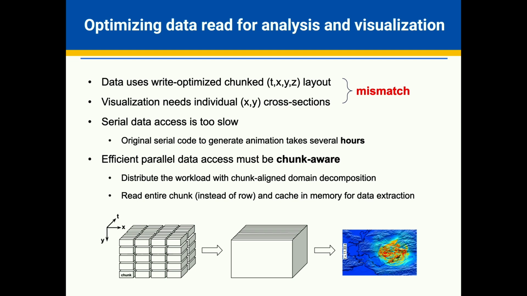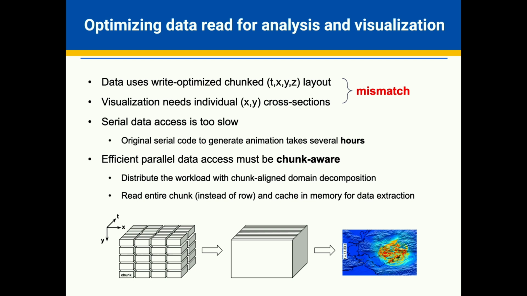A brief example: when we are writing the data, write optimized, we are doing the chunking with the time XYZ layout. But during visualization, or when we are doing individual analysis, it often requires just XY cross sections, and that mismatch will cause slower I/O. Also, if we perform the data access in serial, it will be too slow for the data sets that we have.